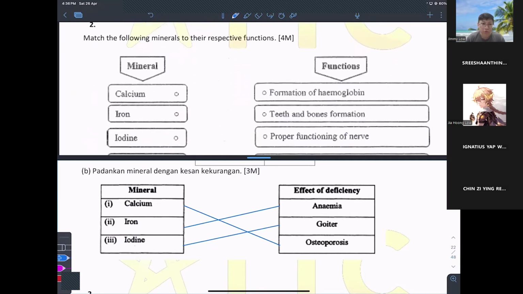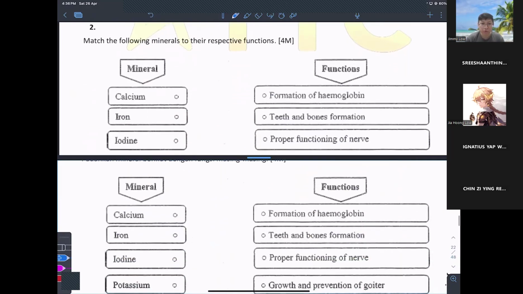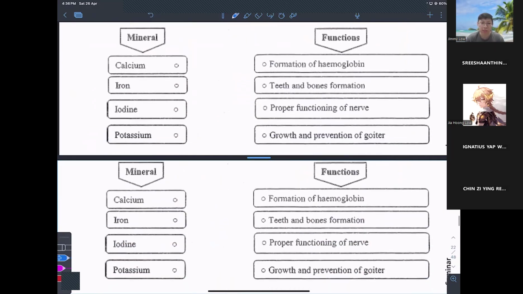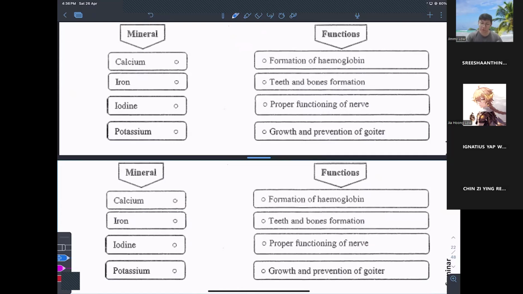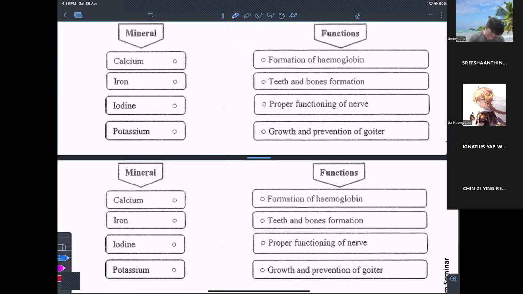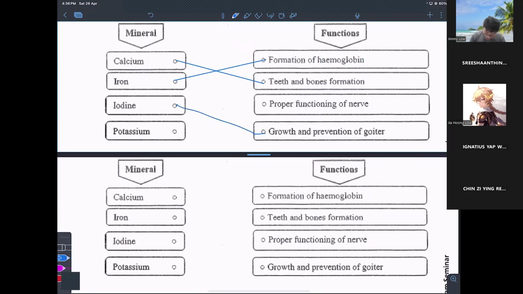Okay, so question number 2, minerals and their respective functions. This one appears in your section B. Okay, calcium: teeth and bone lah. Iron forms hemoglobin. Hemoglobin is the most important thing in your red blood cell. So which means you want to form hemoglobin, only then can you form red blood cells. Iodine: prevention of goiter. Potassium: control the function of nerves.